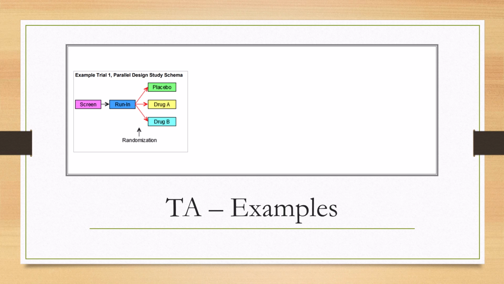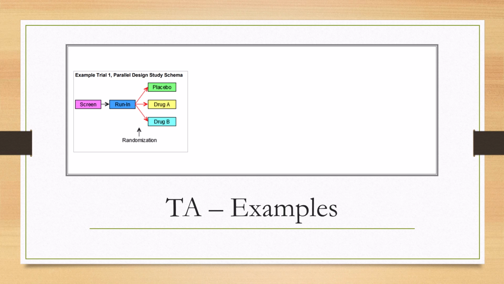Let's see one example of a parallel design study and how we will construct the TA dataset for this type of study. In this example, you can see that there is a screening element or a screening epoch, you can say. Then there is a run-in element in the run-in epoch, and after the run-in, the subjects will be randomized to one of the treatments, that is placebo, drug A, or drug B.